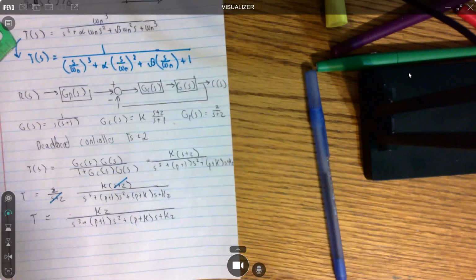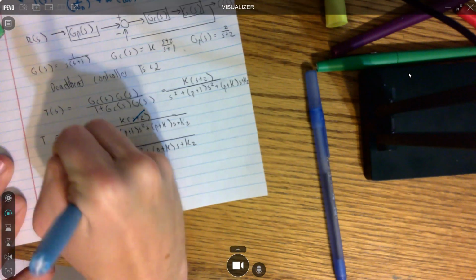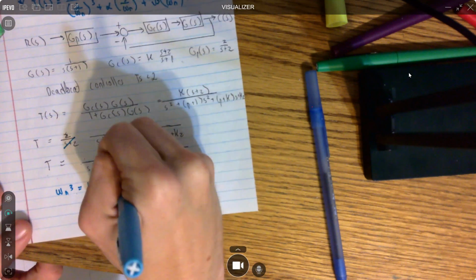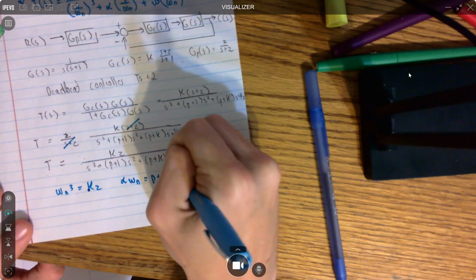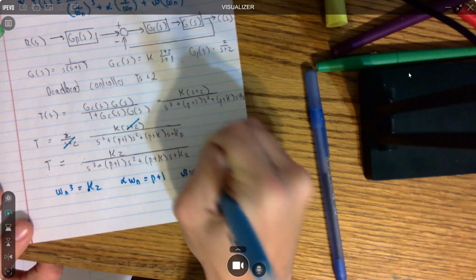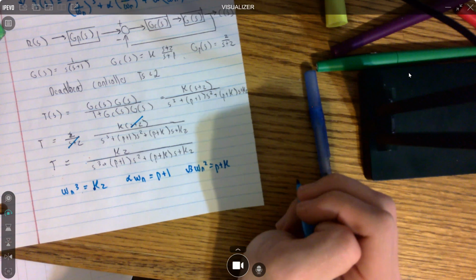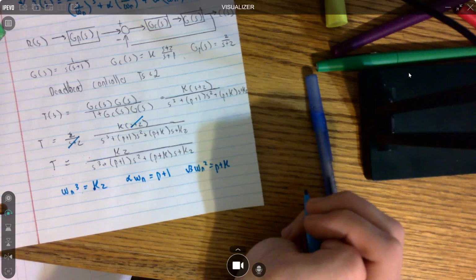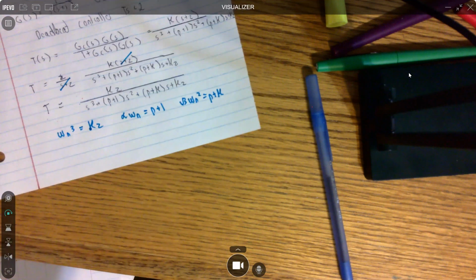And so if we just look at those, our omega n cubed is equal to KZ, and then we have our alpha omega n is equal to P plus 1, and then beta omega n squared is equal to P plus K. If we try and get this into the format we want, noticing our deadbeat response table, we have a third order right here. So that's a third order.